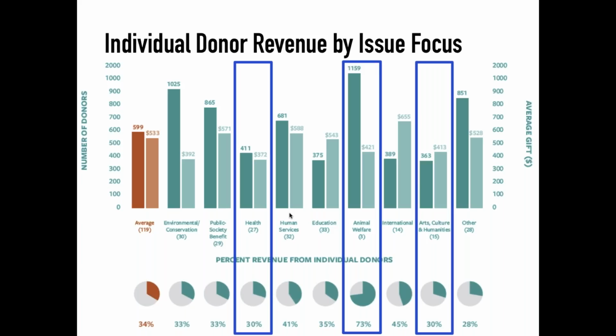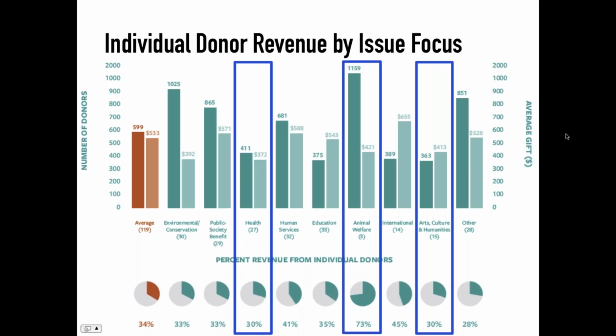And you can contrast that to animal welfare organizations who have many more donors, a slightly lower average gift. But they are much more dependent on individual donors, as you can see at the very bottom, that pie chart of 73%.